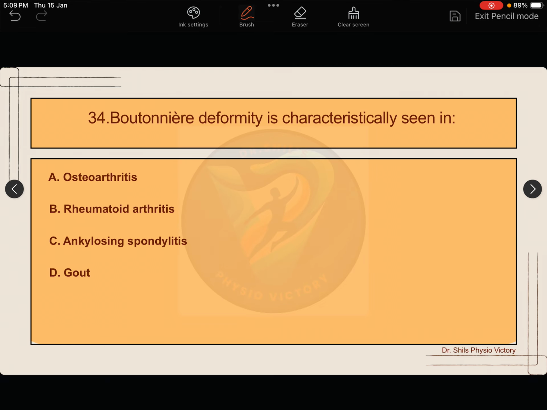Next, come to question number 34. Boutonniere deformity is characteristically seen in option A osteoarthritis, option B rheumatoid arthritis, option C ankylosing spondylitis, option D gout. Here the correct answer is option B, rheumatoid arthritis. In osteoarthritis, basically, Heberden's nodes are found. Ankylosing spondylitis basically involves primarily the spine.